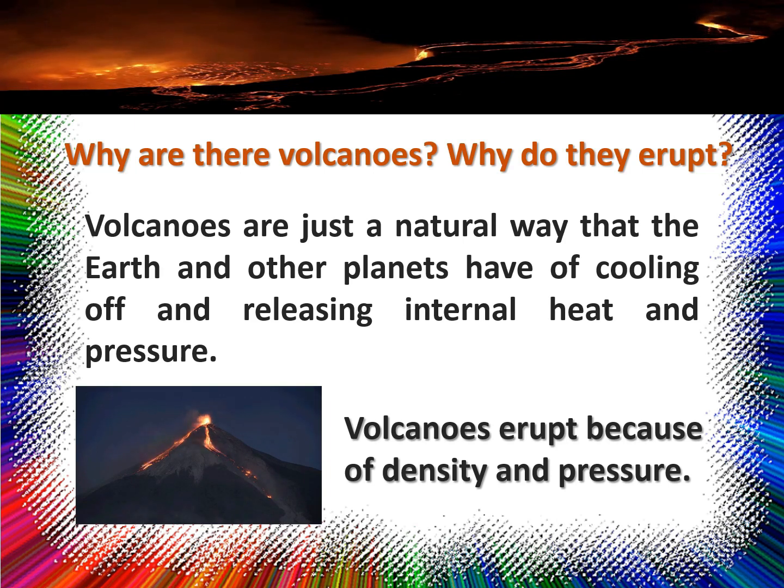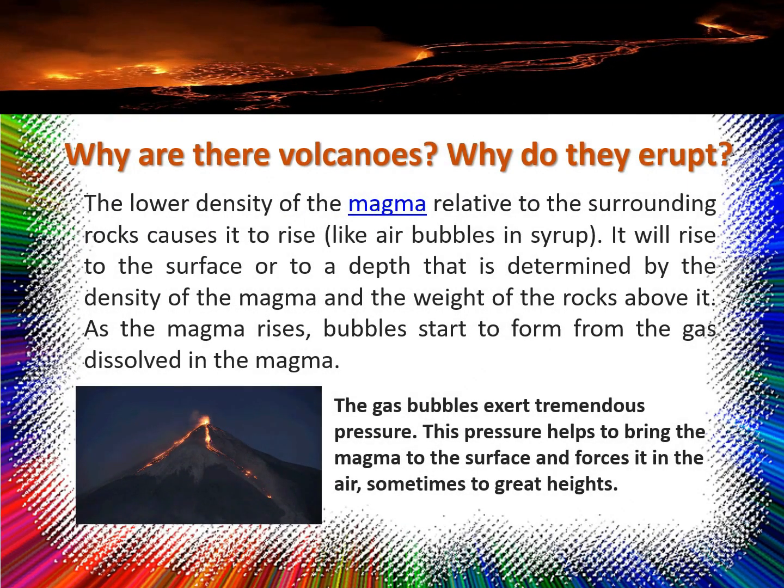Volcanoes are just a natural way that the Earth and other planets have of cooling off and releasing internal heat and pressure. Volcanoes erupt because of density and pressure. The lower density of the magma relative to the surrounding rocks causes it to rise, like air bubbles in syrup. It will rise to the surface or to a depth that is determined by the density of the magma and the weight of the rocks above it.